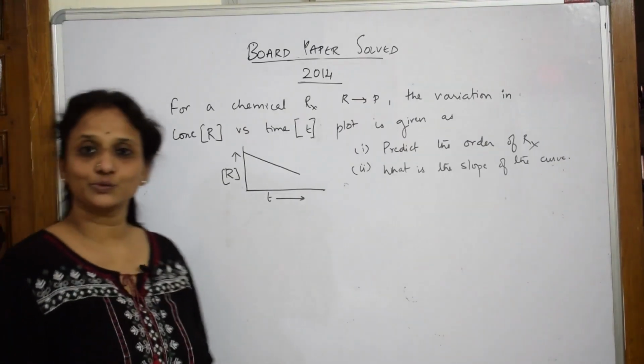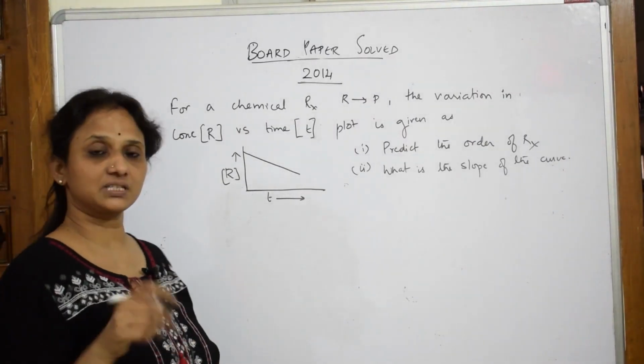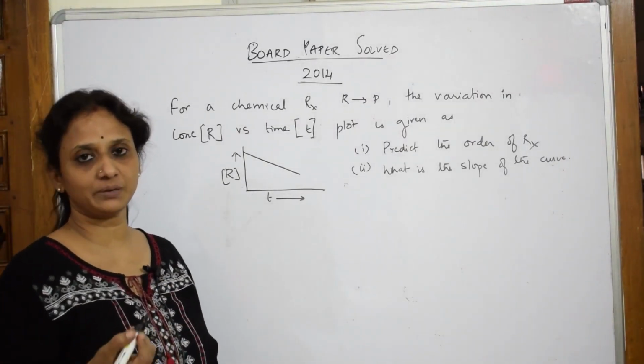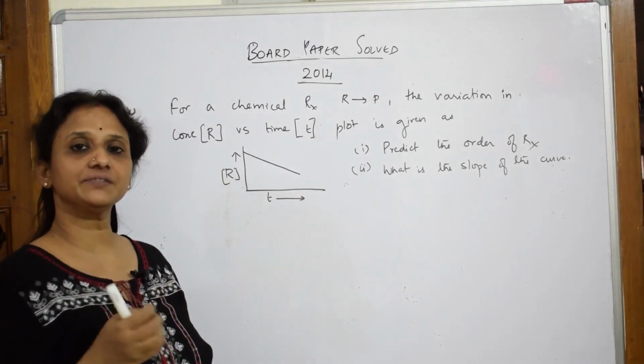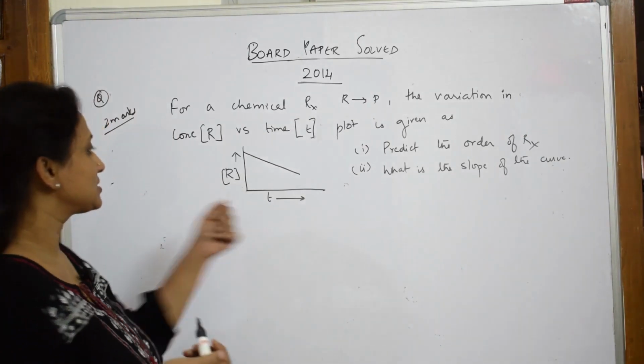Right. So let us come back. This is one more question of the 2014 paper. Basically, you have 5 marks, as I said. 2 marks is the short question which is given, and the 3 marks is a numerical. So let us read this question.